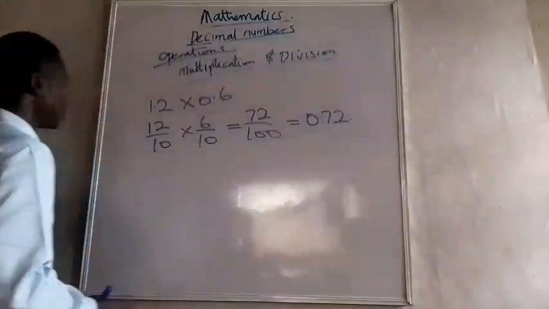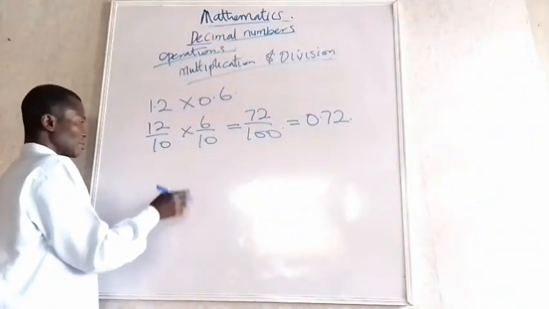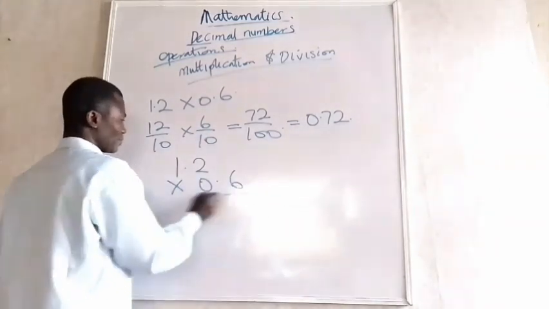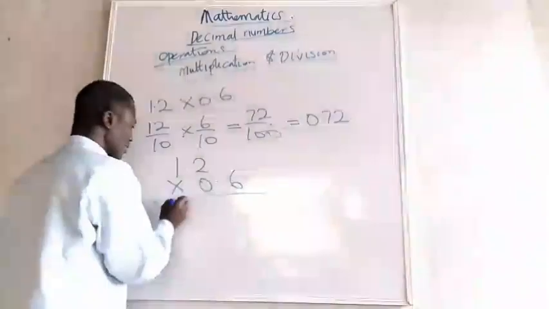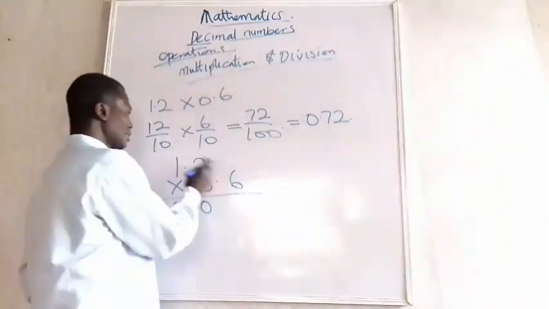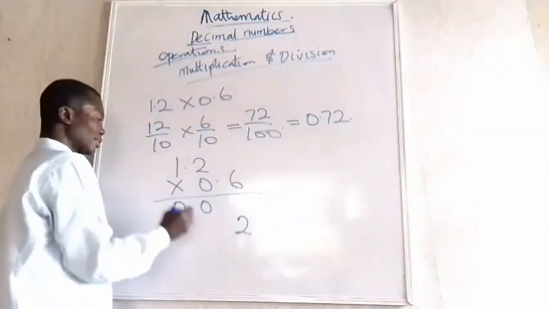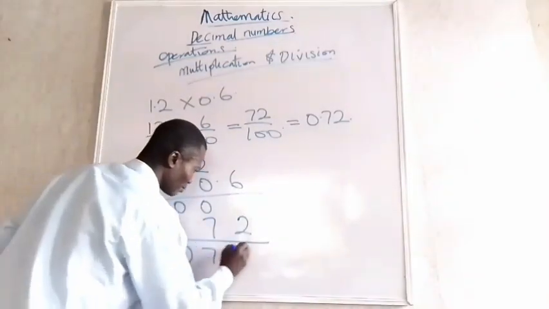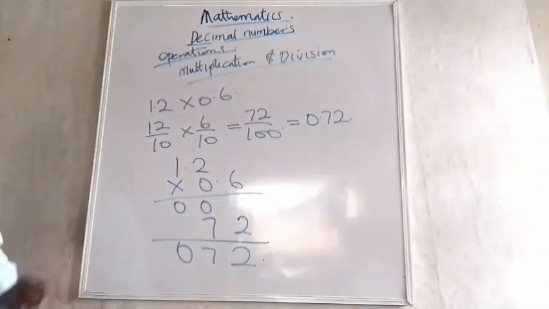And at the end of the day, you notice that it will give you 0.72. But sometimes, it might not go straight like that. But just understand the principle. We make it like this, 1.2 times 0.6. This 0, we put like this, 0, 0. From this 6, 2, you start. 6 times 2, 12. 1. You know it remains 1. 6 times 1, 6. 7. You write everything down, including the zeros. Every zero, everything, you write it.